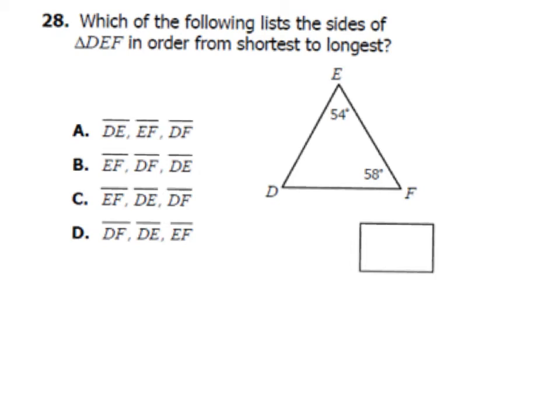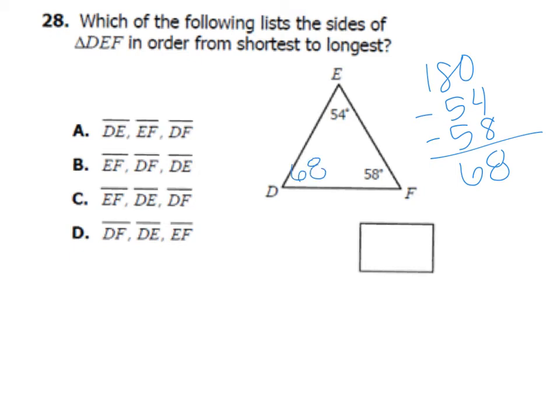Number 6, which of the following lists the sides of DEF in order from shortest to longest? The first thing you're going to notice is that we're missing what angle D is. So I know that all 3 angles should add up to 180. So if you do 180 minus 54 minus another 58, that's going to leave us with 68 degrees. Put your 68 inside your triangle. The shortest side of our triangle is always across from the smallest angle. So the shortest side is going to be DF.